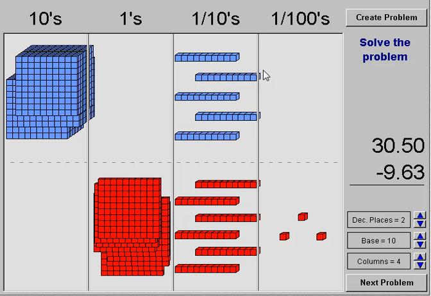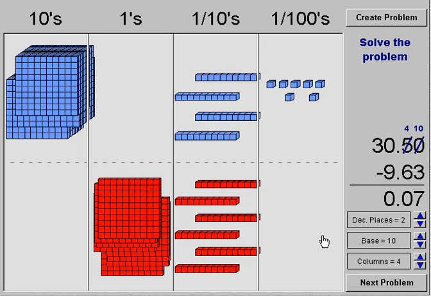I don't see any hundredths in this one, so we have to borrow from our tenths and make 10/100, and start subtracting from there. 1, 2, 3. So we have 7/100 left. There's no more to take away.